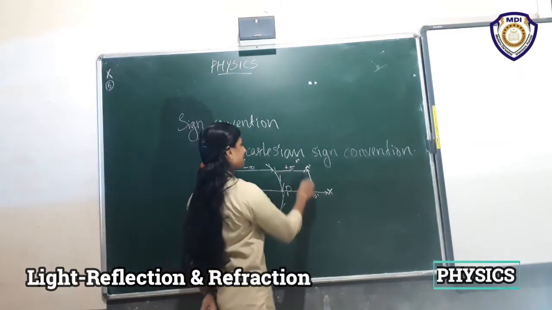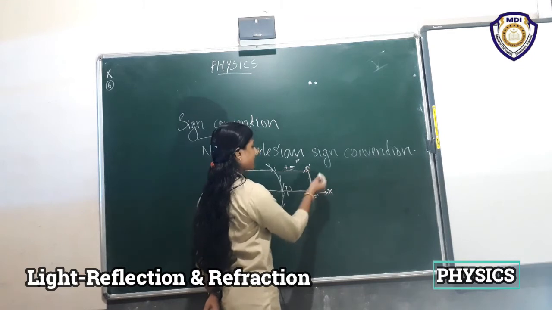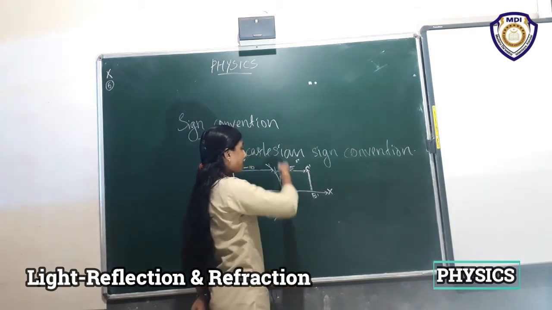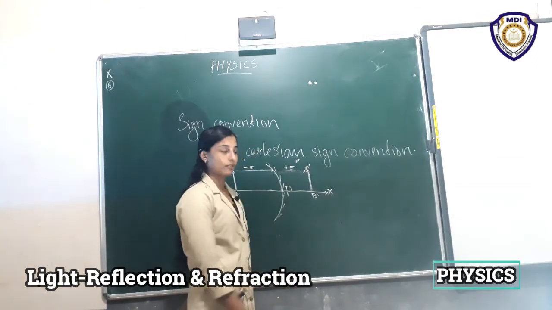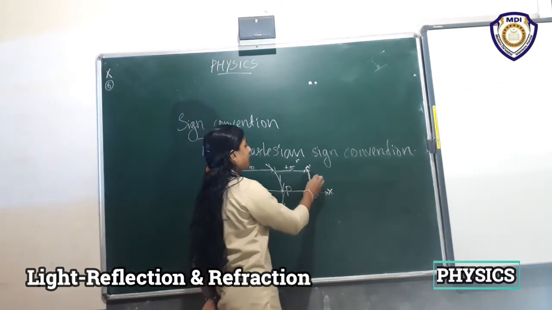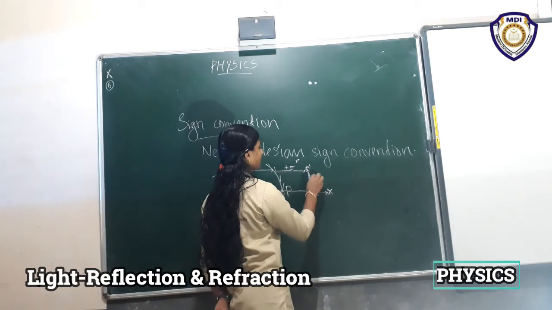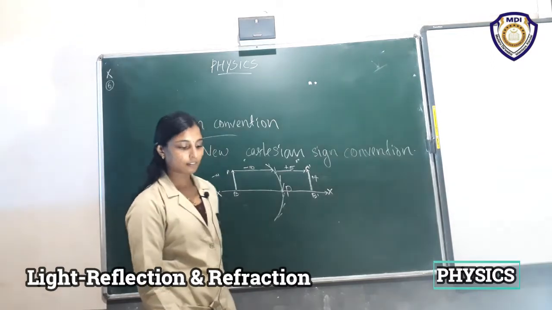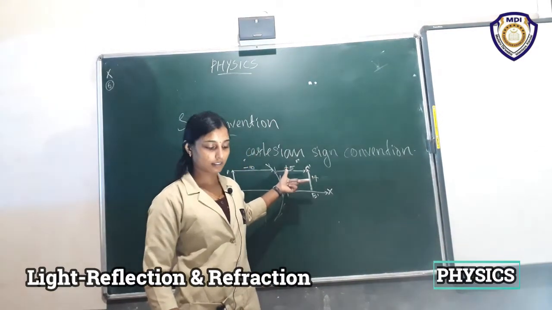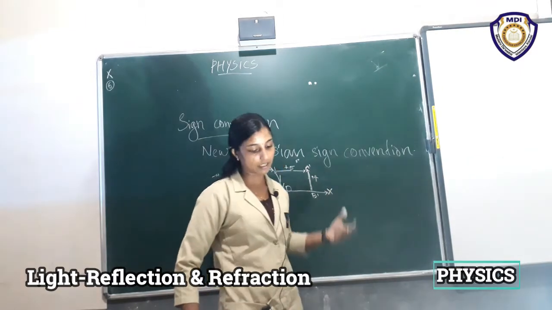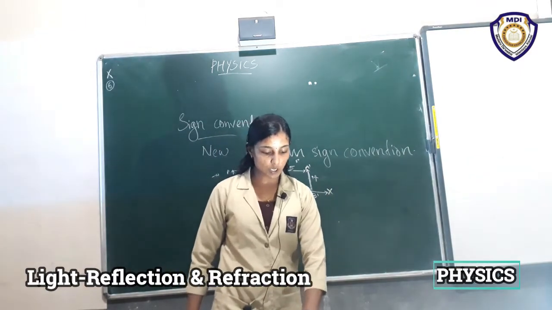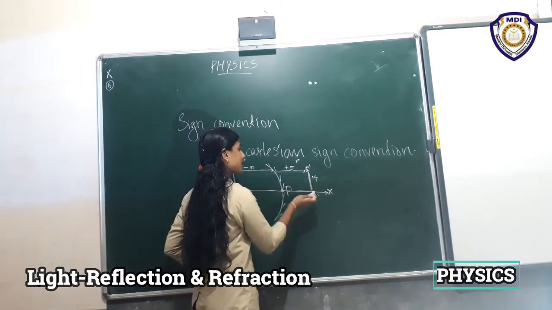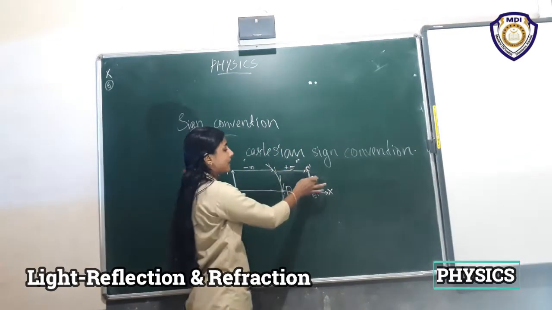Suppose this is the image height. We have to know the image height, which is in the positive y-axis direction. It may be 4 centimeter, suppose 4 units. So this may be taken as positive, that is, distance measured perpendicular to and above the principal axis. This is the principal axis, and this is above the principal axis, so this is taken as positive.